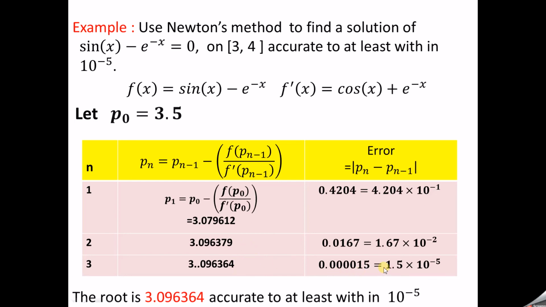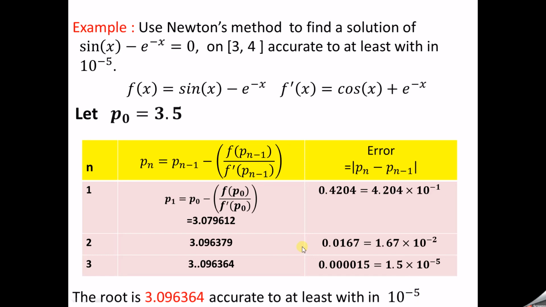And here we got the error as 0.000015, that is 1.5 times 10 power minus 5. So the root we want is at least within 10 power minus 5. So we can stop when the error is of order 10 power minus 5. And the root is 3.096364, accurate to at least within 10 power minus 5.